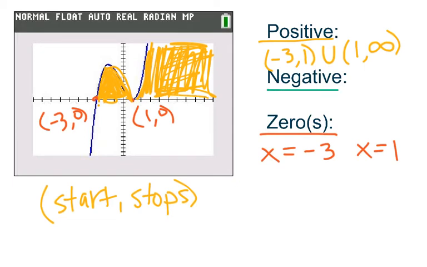Negative I'm going to do in green. Negative is only green right here. So it keeps going down forever and left forever. So this one starts with negative infinity and then it stops when you get to -3.